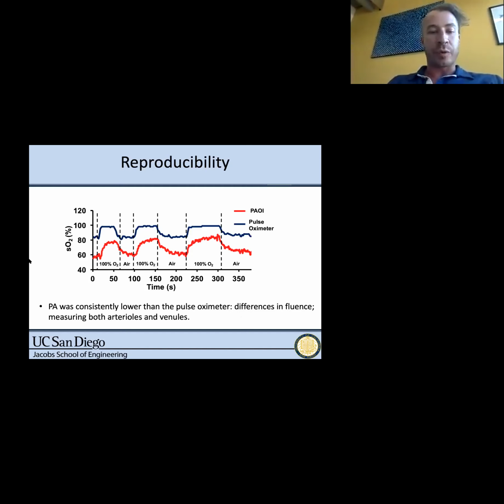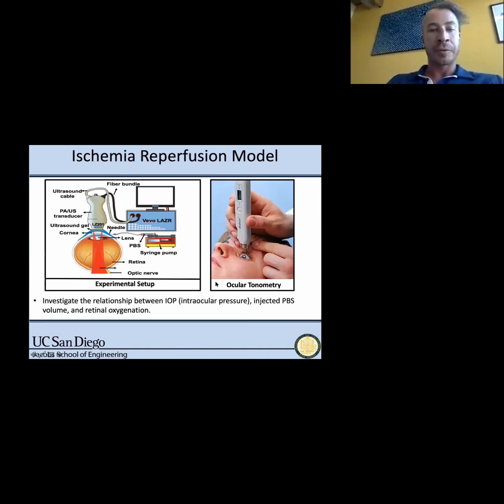So then we could just repeat this, turn it on, turn it off, between air and oxygen, and show both the pulse oximeter and the photoacoustic imaging responded.